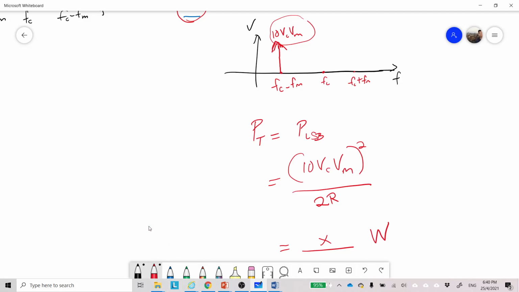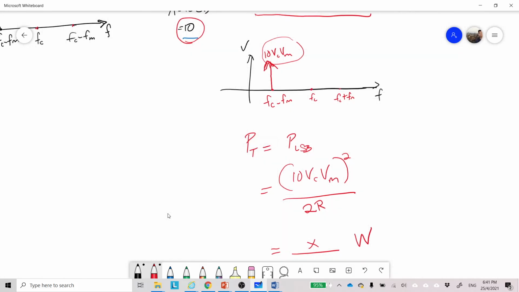Previously, students made a careless mistake. They wrote P total equals PC in bracket 1 plus m squared over 2, which is wrong. When you want to find the total power, first you need to know how many components there are at the output. Since this example is single sideband, we only have one component, which is the lower sideband.